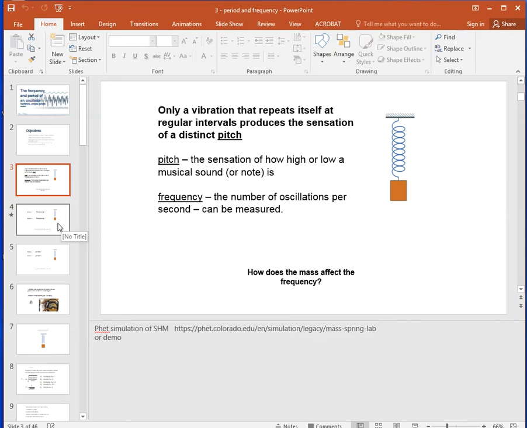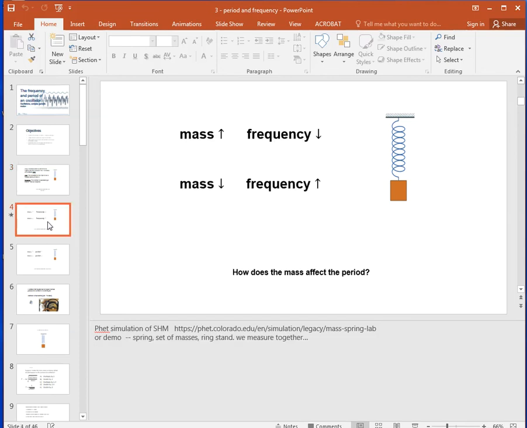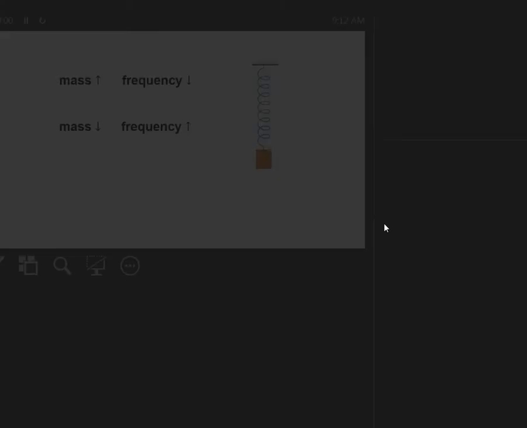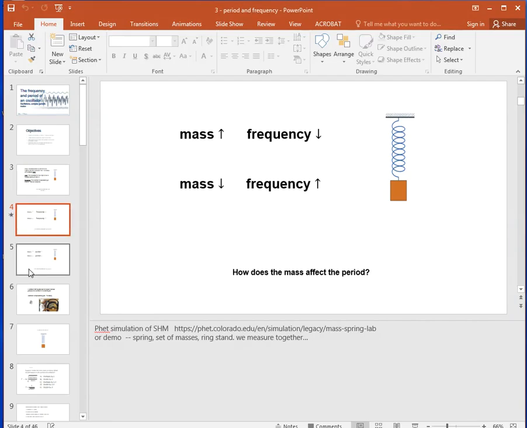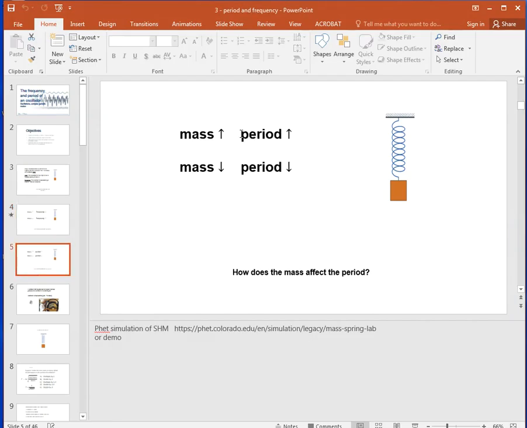How does mass affect frequency? We're going to go into this in more detail next video lecture, but what you need here is that if you put more mass on a spring, let me see if I can even do this, here's a little animation. If you have more mass on the spring, then the time that it takes to go up and down becomes longer. In other words, the frequency becomes less, or you can say that the period becomes more as you make it heavier.